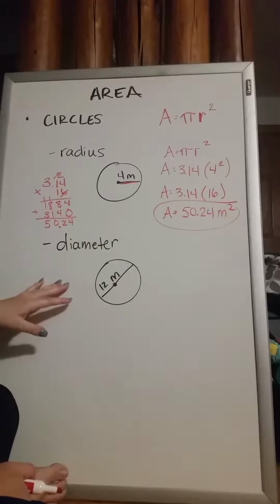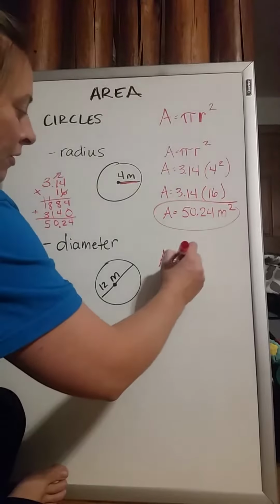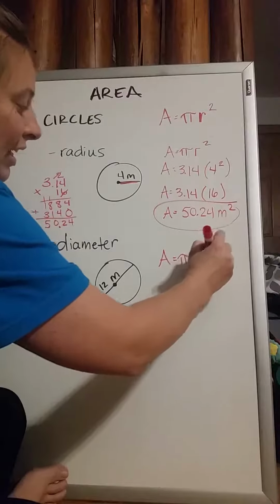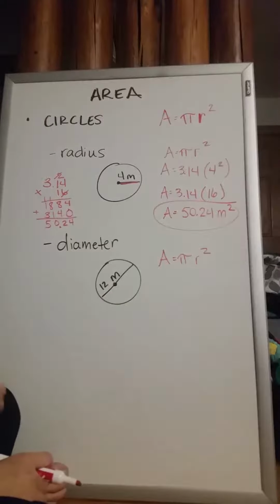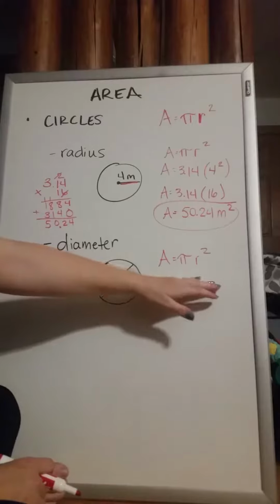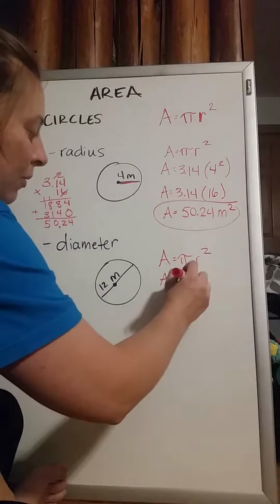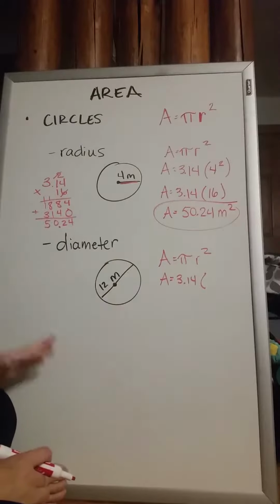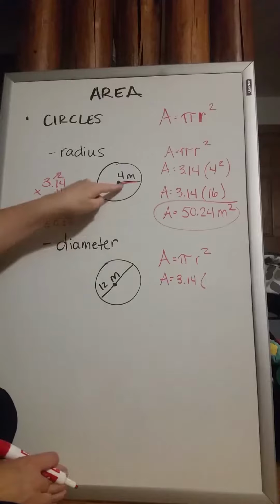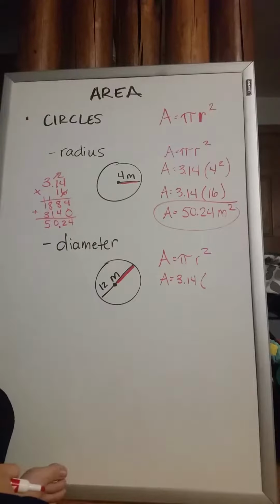This one is a little different. We still have to use this formula. So when we start filling it in, we don't know the radius, so we have to figure that out before we can actually solve this. Alright, we know what pi is, 3.14. This is diameter all the way across. Radius is only halfway across, so we need to figure out what half of this circle is.